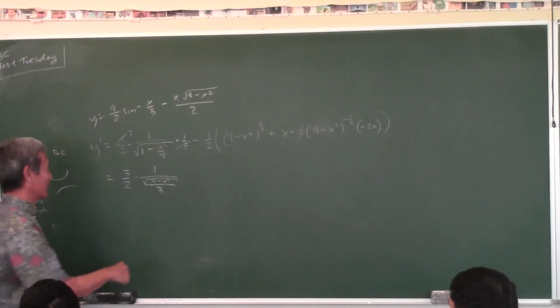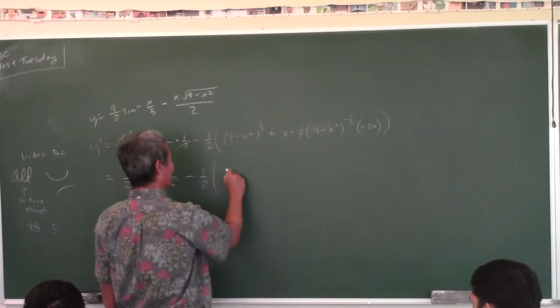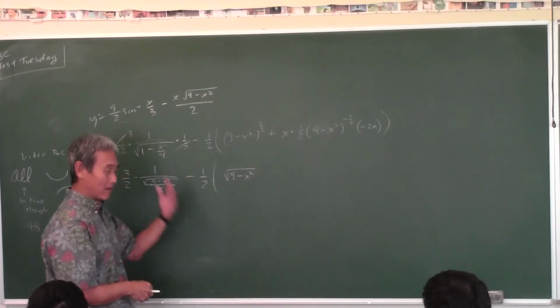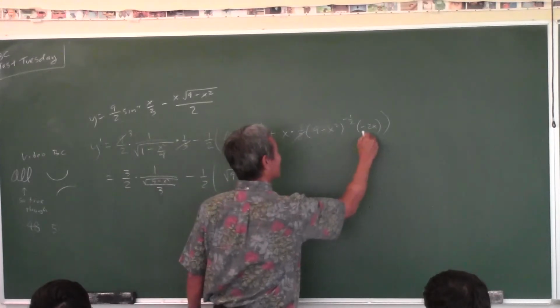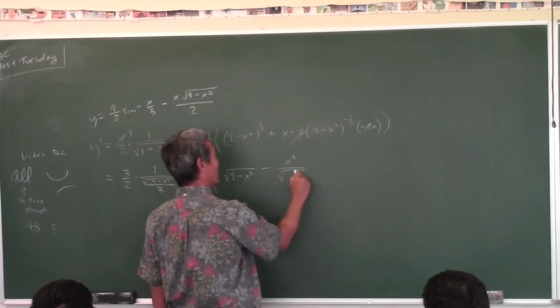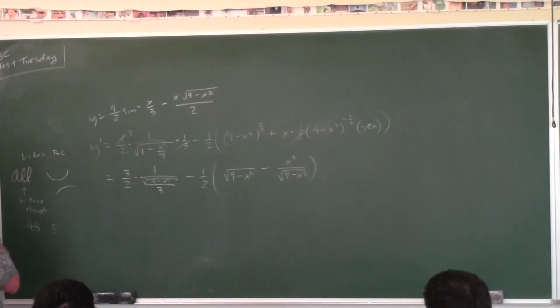Minus 1/2. Okay, now what do we got here? We got the square root. If you have trouble with fractional and negative exponents, I would suggest change it back to radical, whatever you need to do. This 2 cancels that 2, and so you're going to get minus x squared over root 9 minus x squared. Did I do that correctly? Yes, you're the teacher.